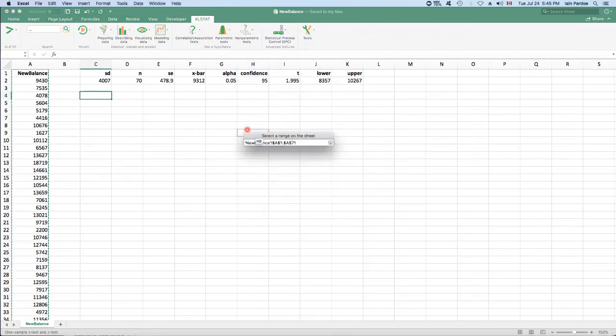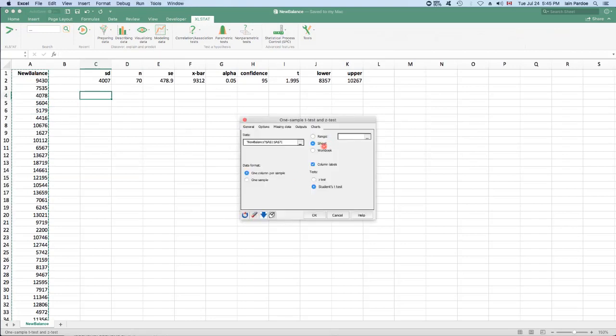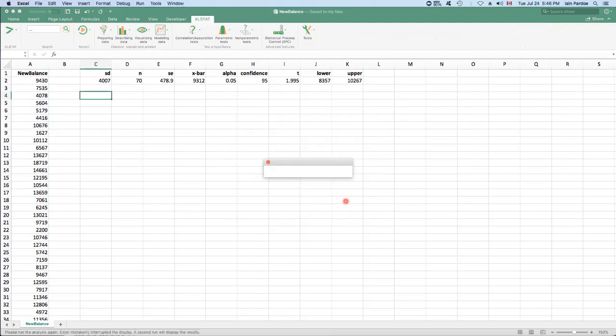select the data. So we've got our numbers representing credit card balances. We'll put the output in a new sheet. We'll do a t-test, a student's t-test, instead of the z-test this time. So make sure student's t-test is selected. Under options, we don't really need to change anything here. Just check that the significance level alpha is set at 5%. Under outputs, just make sure confidence interval is selected here and detailed results, and then OK.